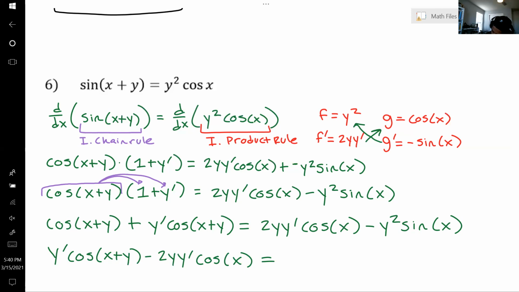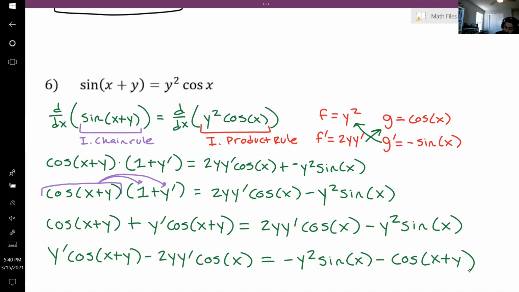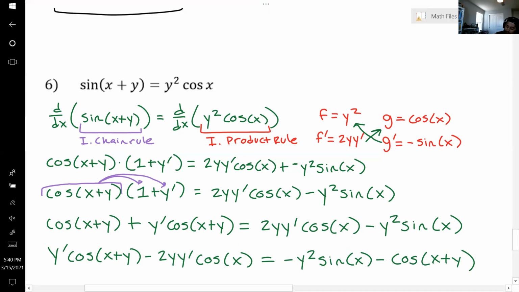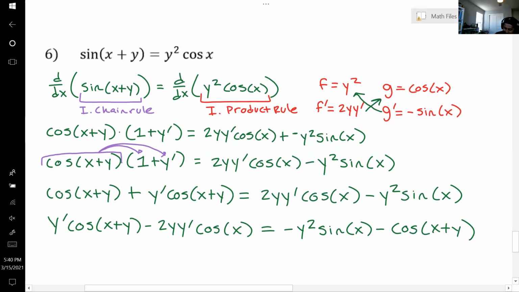So you'll have negative y squared sine of x minus cosine x plus y. Ooh, ugly. But it's a good time.